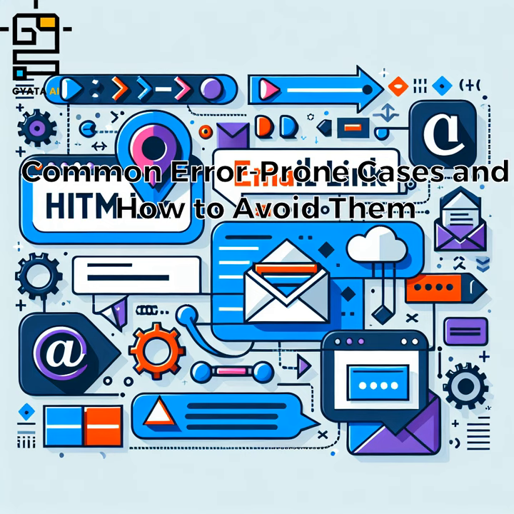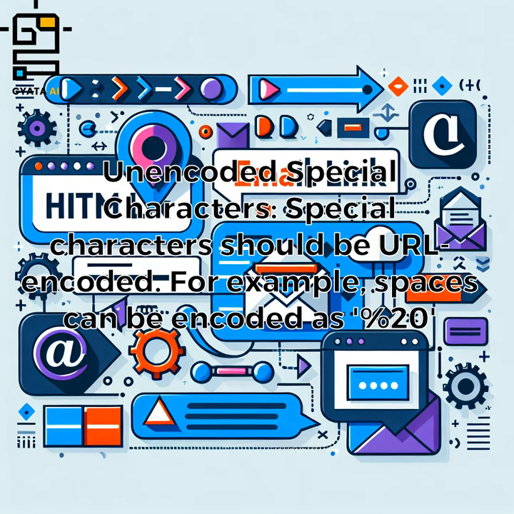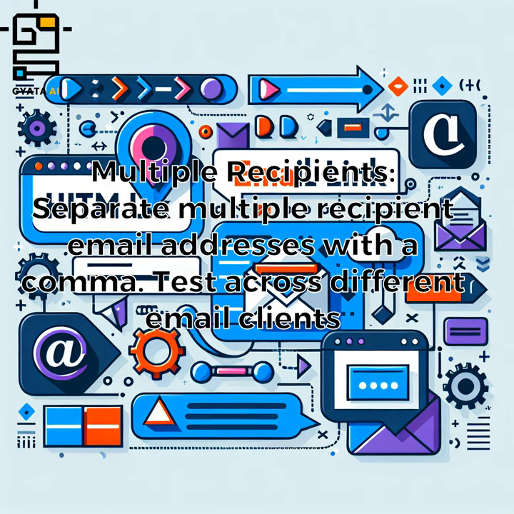Common error-prone cases and how to avoid them. Incorrect syntax. Ensure correct syntax to avoid link malfunctions. Unencoded special characters. Special characters should be URL encoded. For example, spaces can be encoded as %20. Multiple recipients. Separate multiple recipient email addresses with a comma.